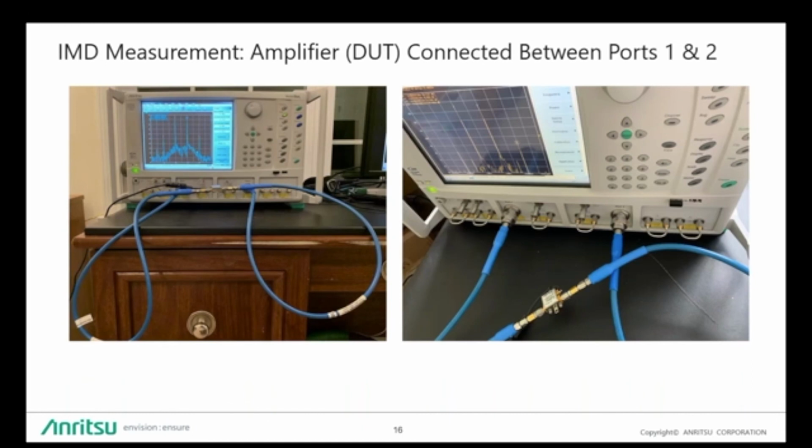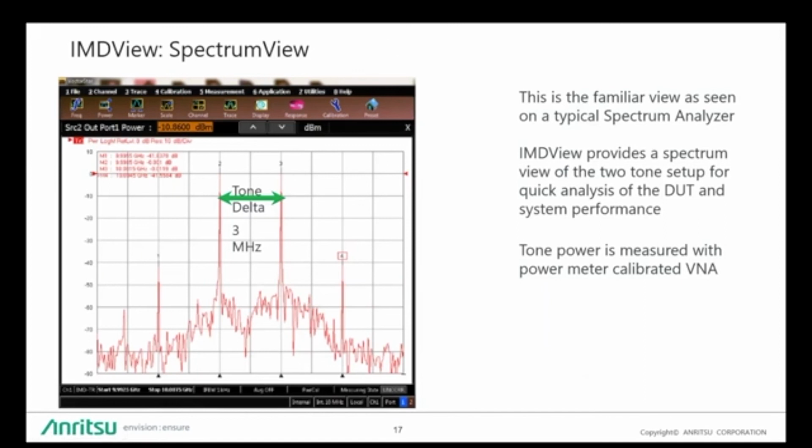And here, after doing the power and receiver cal, you see the amplifier itself. This is the DUT which you connect between the two ports. And you can see that little amplifier here on the picture on the right. So what does it look like once all this is done? This is what it looks like. So you can see a tone delta of 3 megahertz. That's what we had said before. Now this view, many of you are familiar with as seen on a spectrum analyzer. The two products on each side of the tones are the third order products, which we call the IM3.